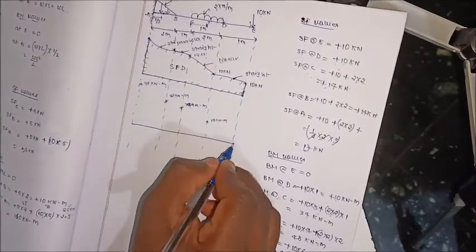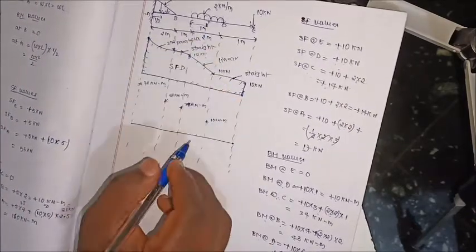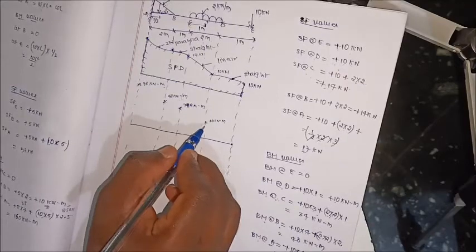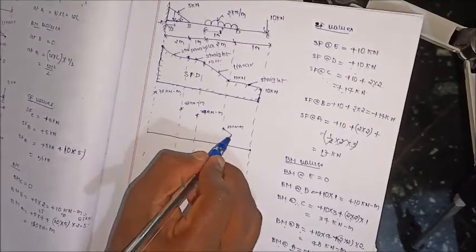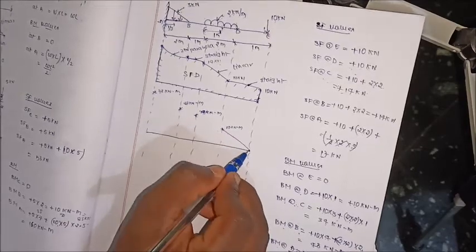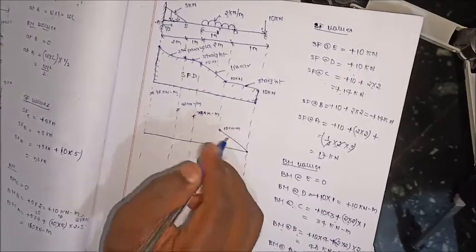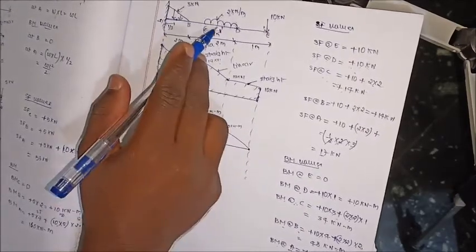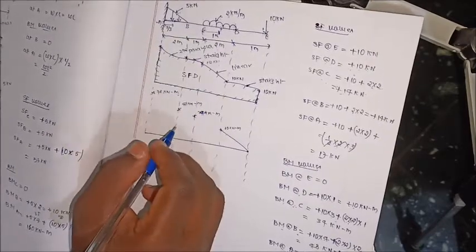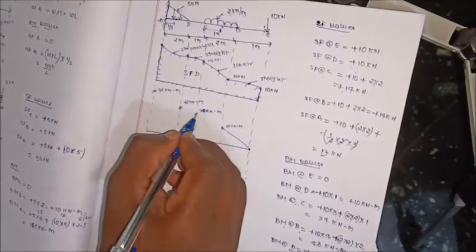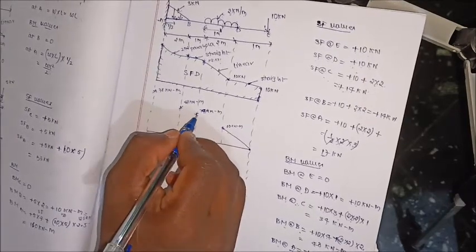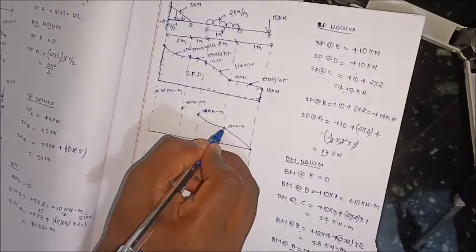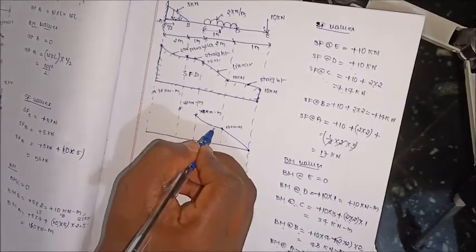Here the bending moment at E is 0 and the bending moment at D is 10 kilonewton meter. Between these points, the bending moment varies linearly. Due to this UDL load between D and C, the variation of the bending moment diagram will be a parabola, a second degree parabola. It will look like this.